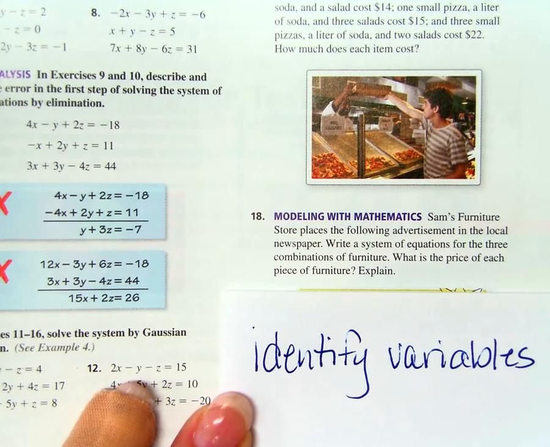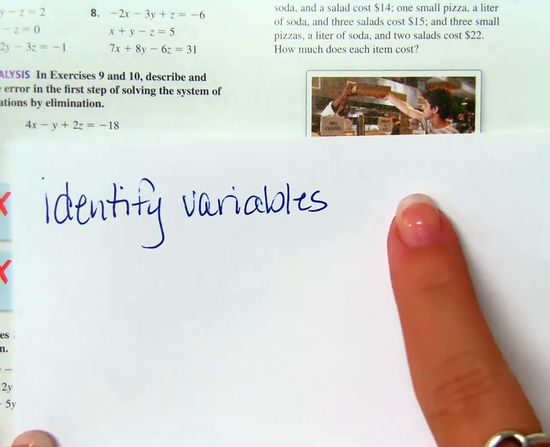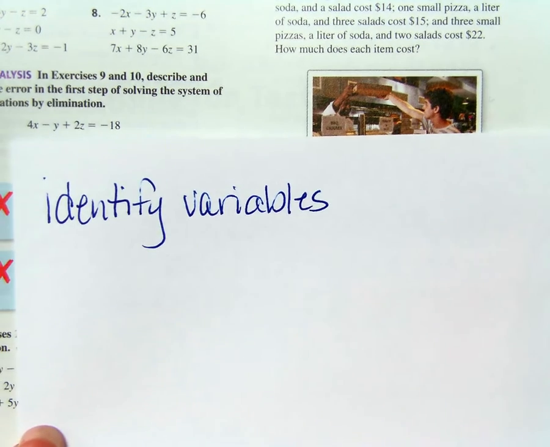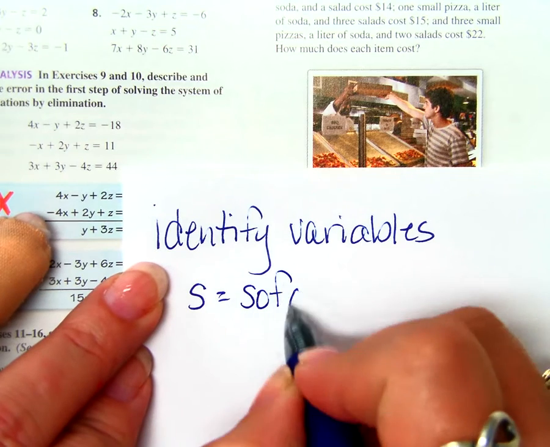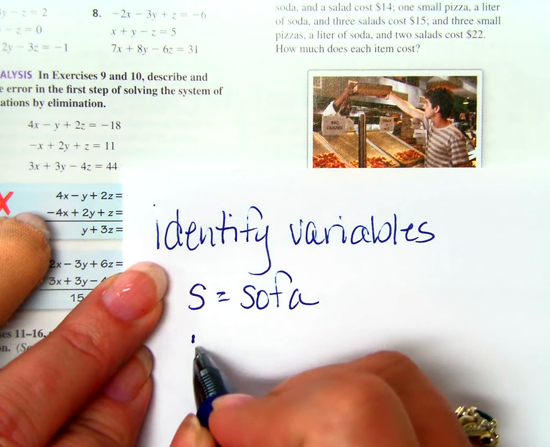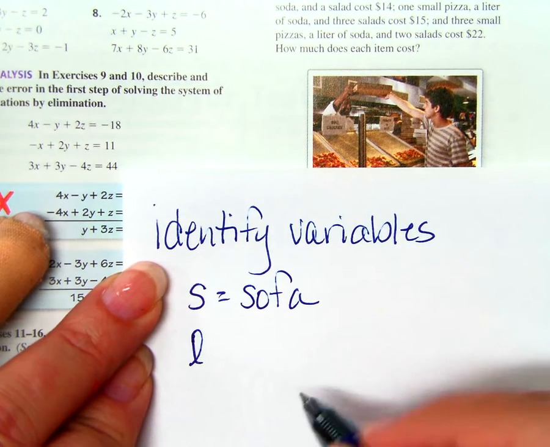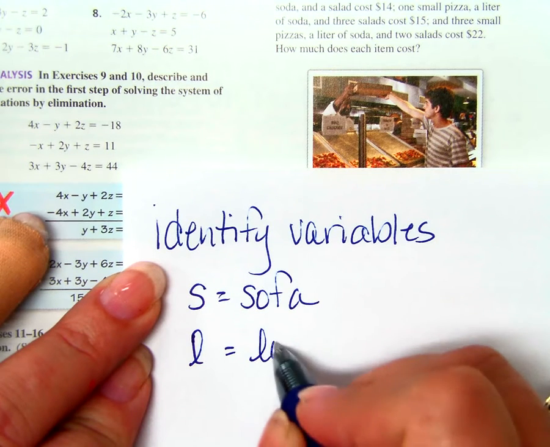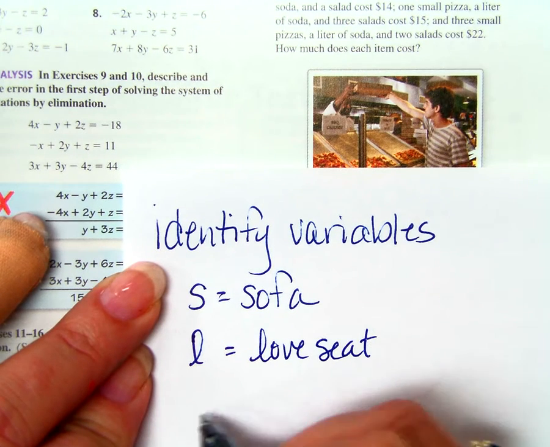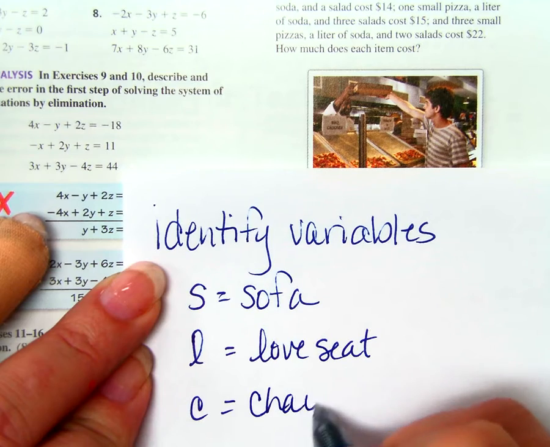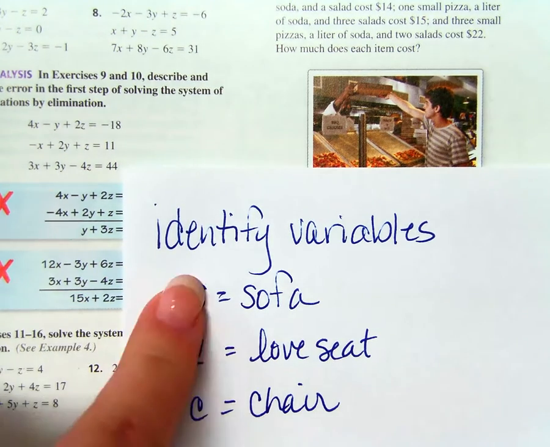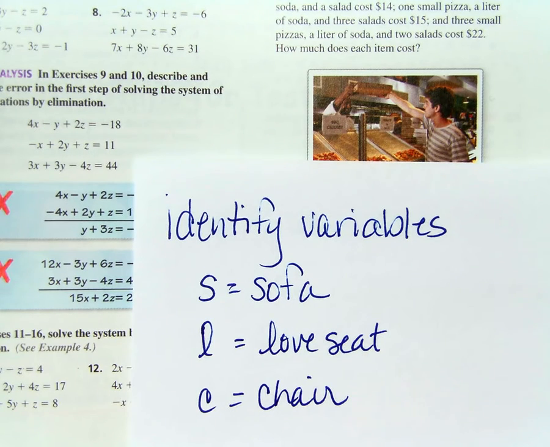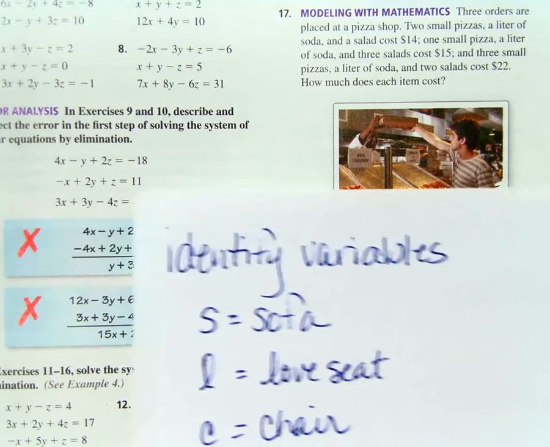We identify our variables. Now, that's not saying we're going to use X, Y, and Z, and we just write X, Y, and Z. Identify our variables means we're going to say S equals sofa. Let's use a cursive L. L stands for love seat, and C stands for chair. Again, we could have chosen X, Y, and Z, but I want to show you what it looks like when we have meaningful variables in the problem. So if we have a sofa, love seat, and chair as our variables, it looks like that.